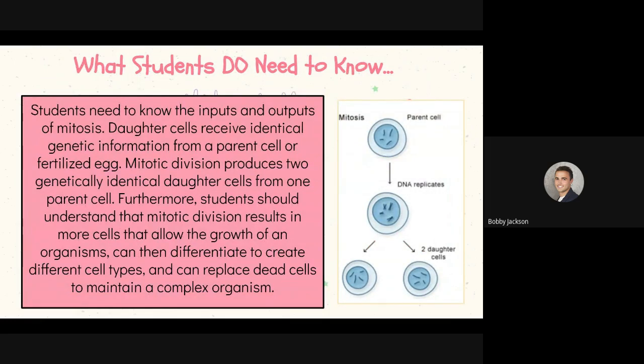So what do students really need to know in regard to the standard? Students need to know the inputs and outputs of mitosis. Daughter cells receive identical genetic information from a parent cell or fertilized egg. Mitotic division produces two genetically identical daughter cells from one parent cell. Furthermore, students should understand that mitotic division results in more cells that allow the growth of organisms, and that can then differentiate to create different cell types and can replace dead cells to maintain a complex organism.